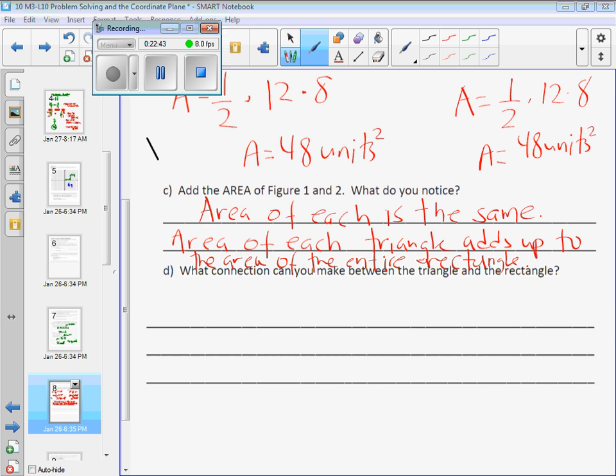All right, part D. What connection can you make between the triangle and the rectangle? John. The triangle was 48. The rectangle was 96. Andrew. Right, the triangle, any triangle is going to be half the area of the entire rectangle. Which kind of makes sense because look at the difference between the two formulas. One's length times width, which is your area. One's 1/2 length times width.